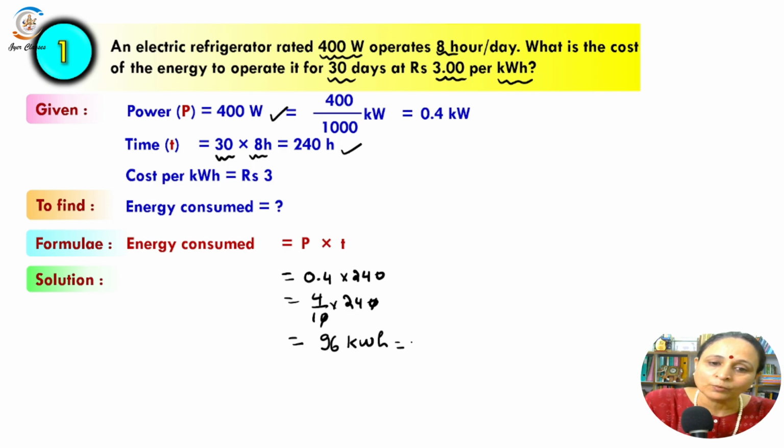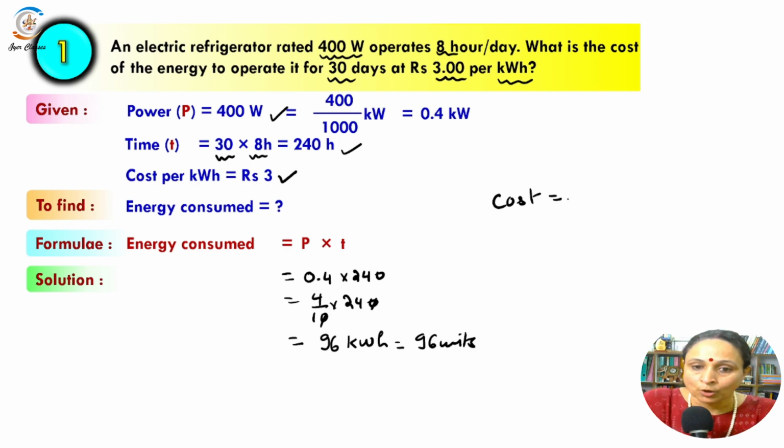That means that is equal to 96 units of electricity. Now what about the cost? The cost is rupees 3 per kilowatt hour. So the cost is 96 multiplied by 3, 288 rupees.